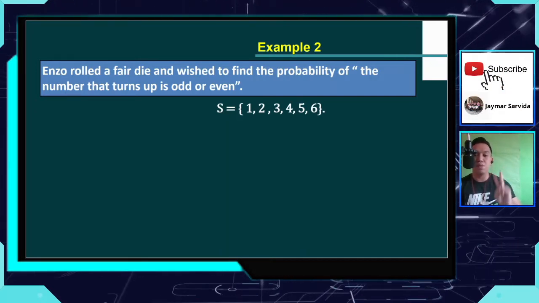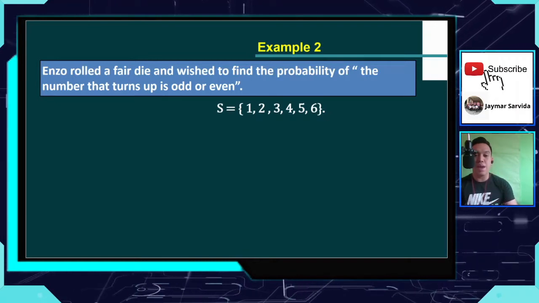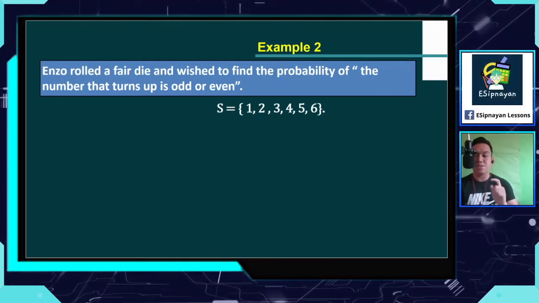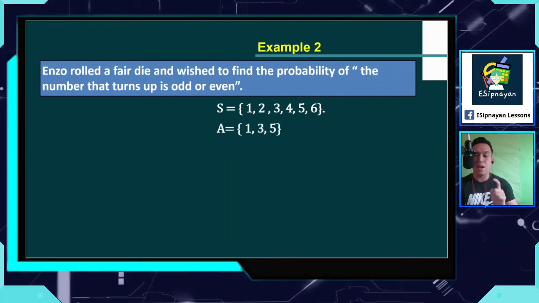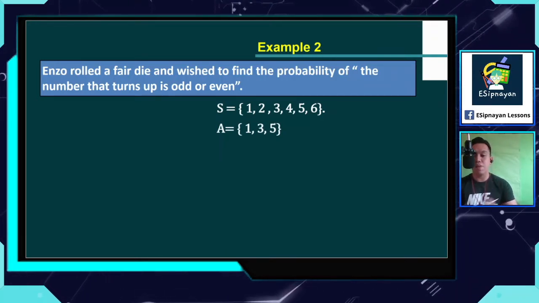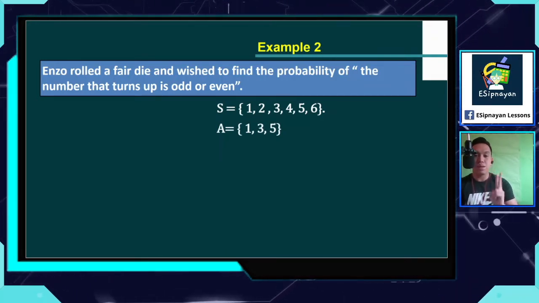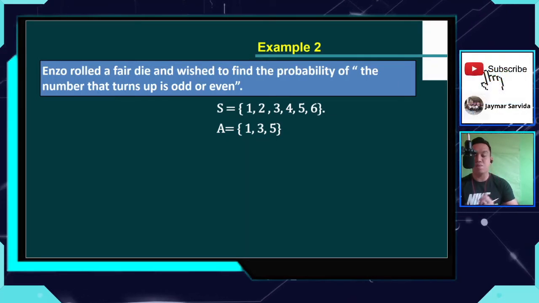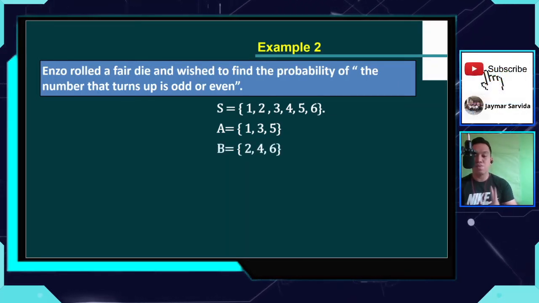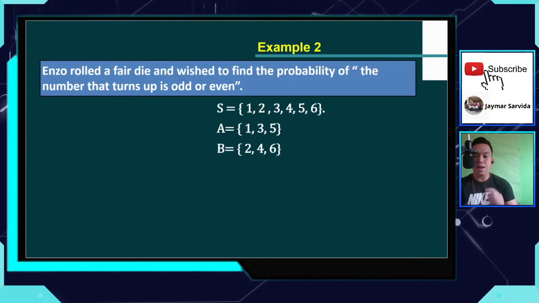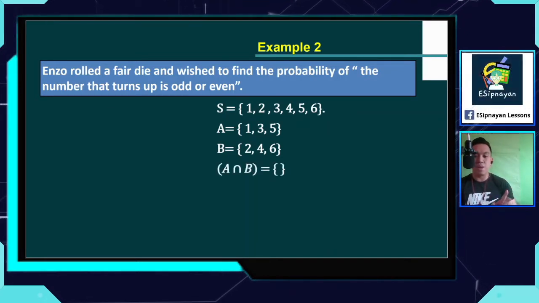And we have two events right here. Event A, the number that turns up is odd. Okay, so that is 1, 3, and 5. And event B, the number that turns up is even. So we have 2, 4, and 6. And what is the intersection of the two events? So A intersection B is a null set or empty set. Wala tayong intersection sa ating dalawang event.